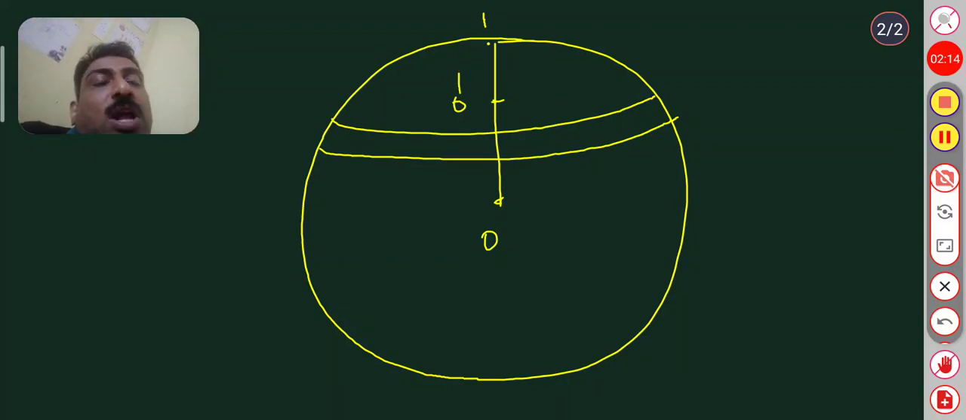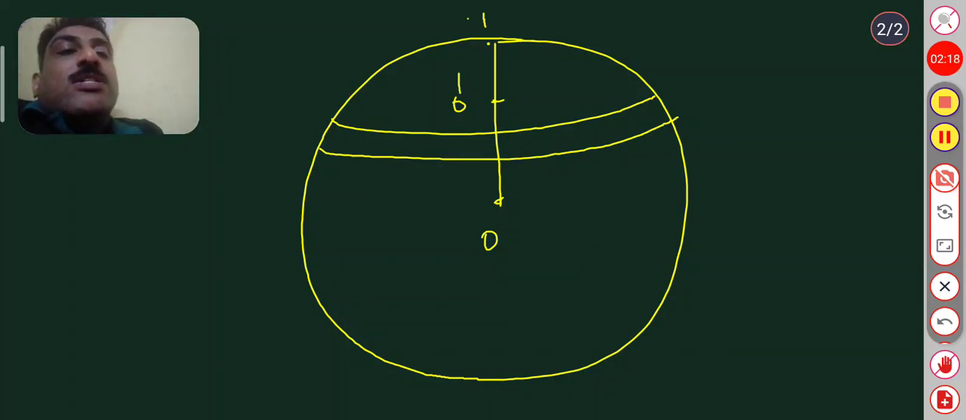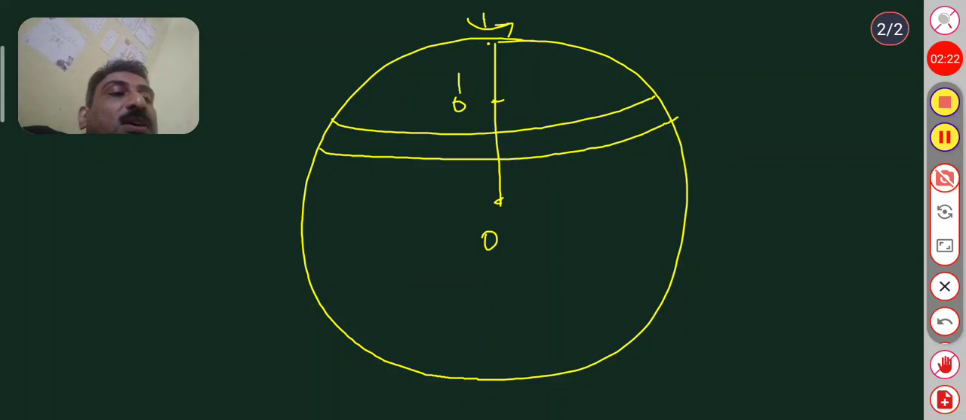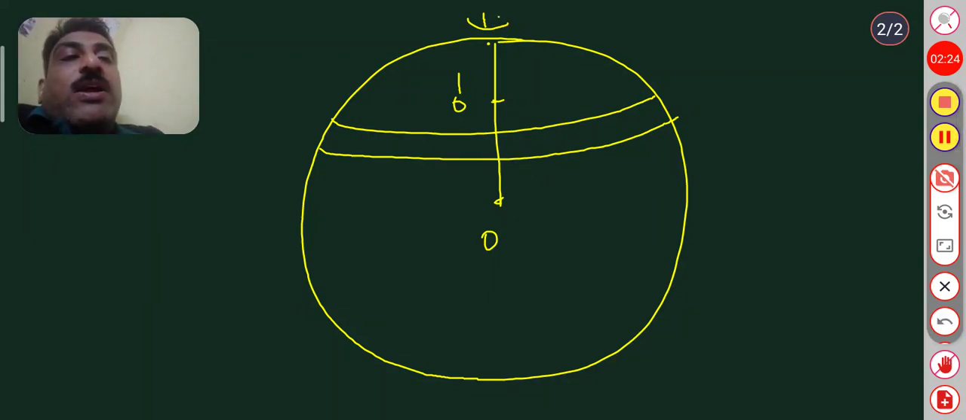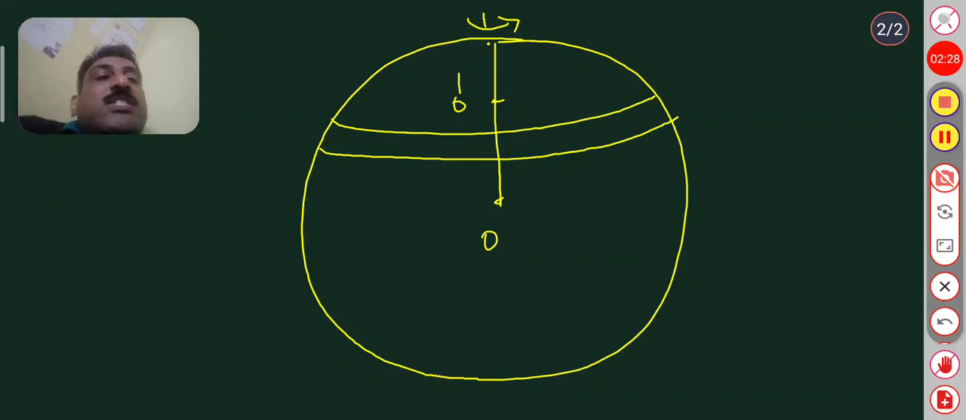Now our sphere is rotating about this axis with a certain angular velocity, let me call it omega. So the angular velocity omega is given as 600 rotations per minute.